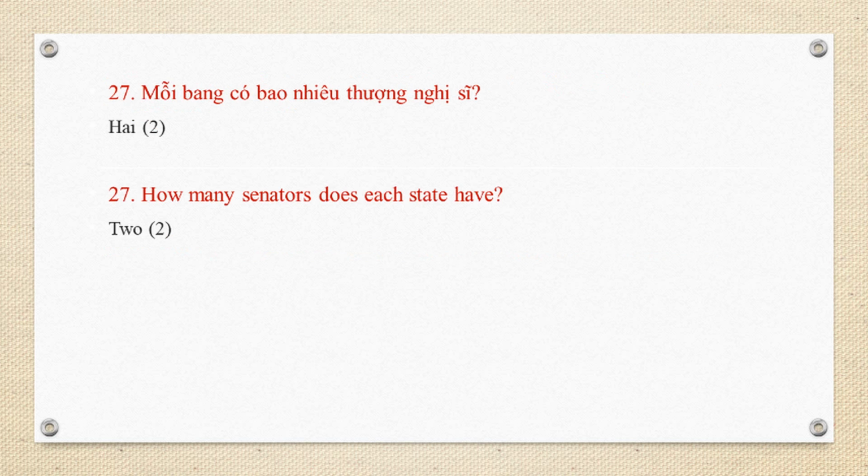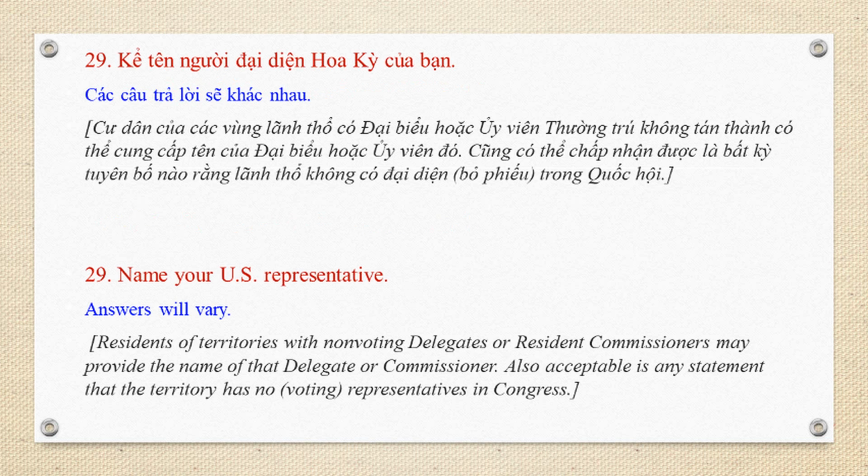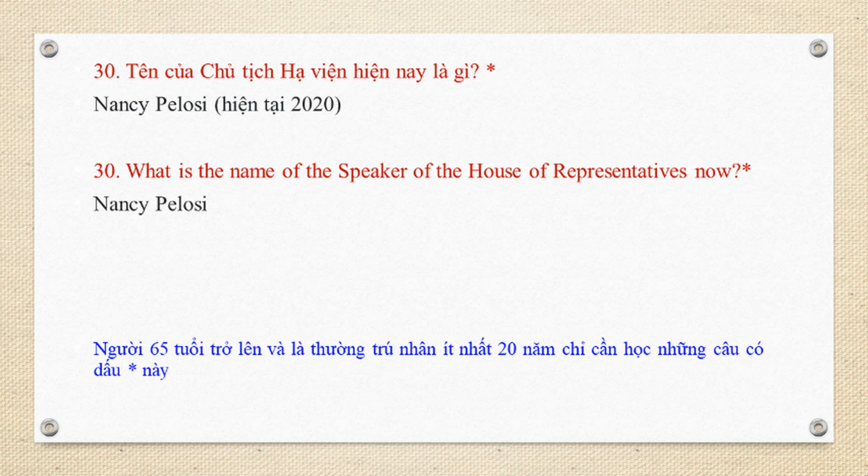27. How many senators does each state have? 2. 28. Why does each state have 2 senators? Equal representation for small states. The Great Compromise, Connecticut Compromise. 29. Name your U.S. representative. 30. What is the name of the Speaker of the House of Representatives now? Nancy Pelosi.